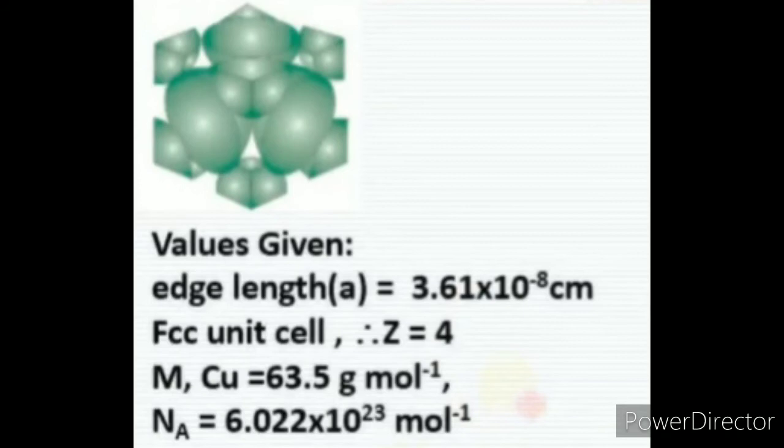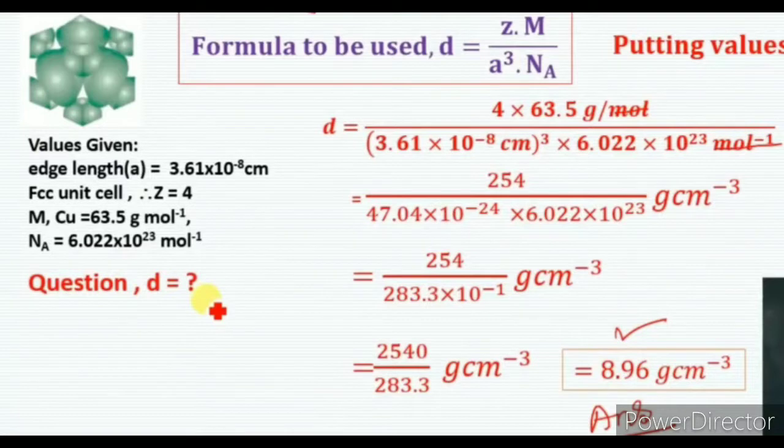Here the formula to be used is D is equal to Zm by A cube Na. Then this is a direct question. All values are given. Then substitute the values in the equation. D is equal to 4 into 63.5 divided by 3.61 into 10 raised to minus 8 the whole cube into 6.022 into 10 raised to 23. Then on solving these values, we get the value 8.96 gram per centimeter cube. This is the answer.